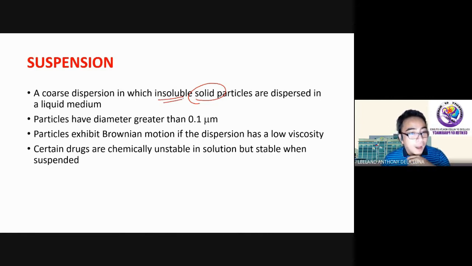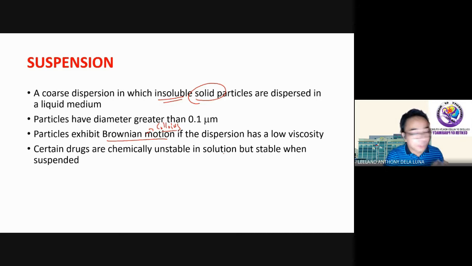Now, particles have a diameter of greater than 0.1 micrometer, and particles exhibit Brownian motion only if the dispersion has low viscosity. If the solvent, or the dispersion medium that we used, has low viscosity, then the suspension can start to exhibit Brownian motion. But again, Brownian motion is more common in our colloids. All colloids exhibit Brownian motion, unless you make the dispersion medium very thick.